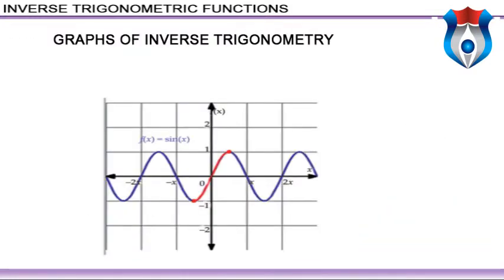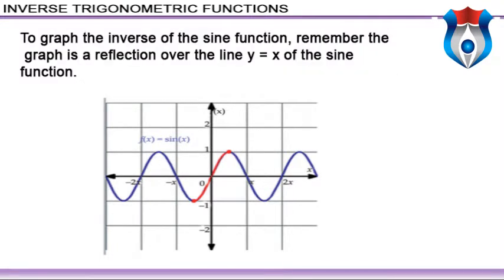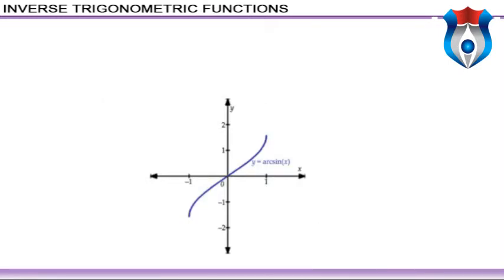Graphs of inverse trigonometry. Trigonometric functions are all periodic functions. Thus, the graphs of none of them pass the horizontal line test and so are not 1 to 1. This means none of them have an inverse unless the domain of each is restricted to make each of them 1 to 1. To graph the inverse of the sine function, remember the graph is a reflection over the line y equals x of the sine function. The domain is now the range and the range is now the domain.